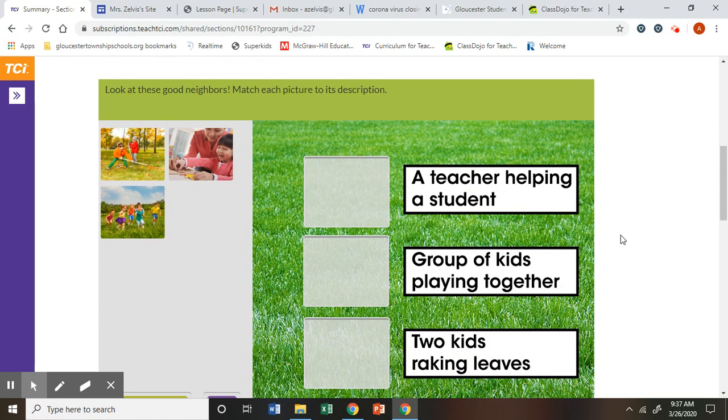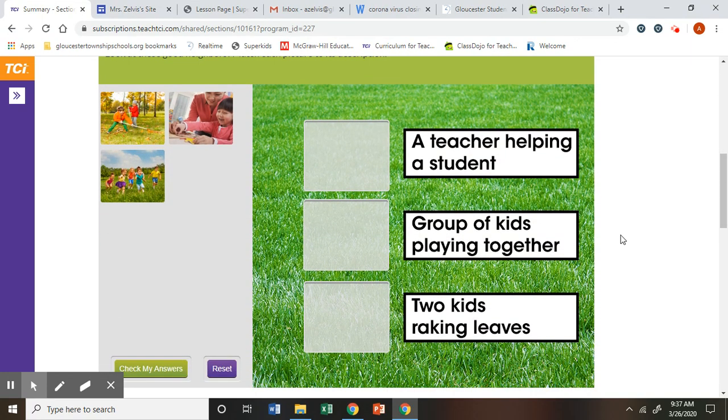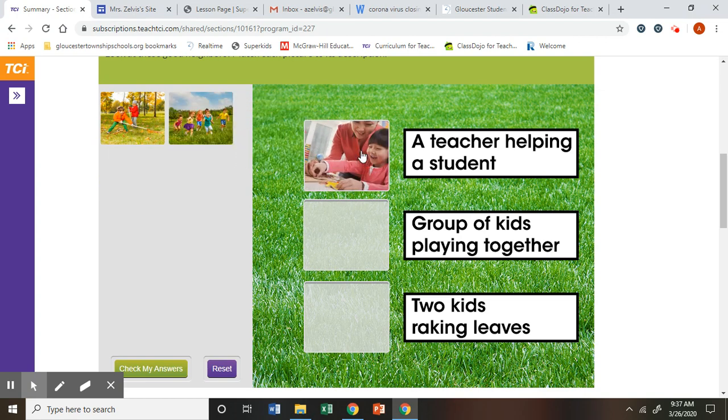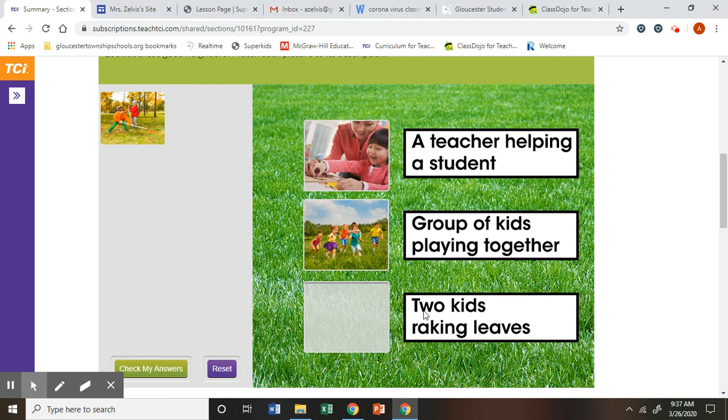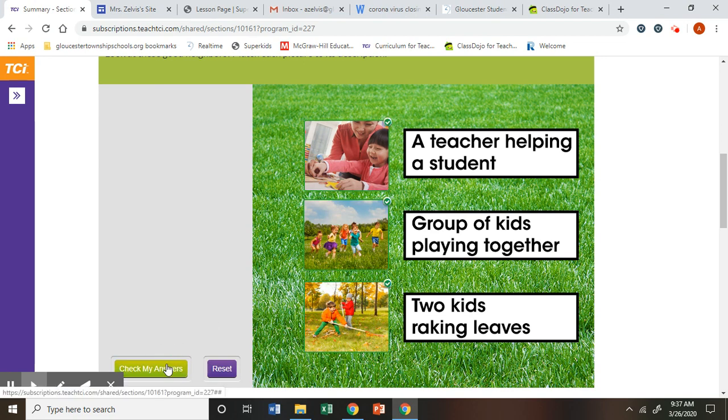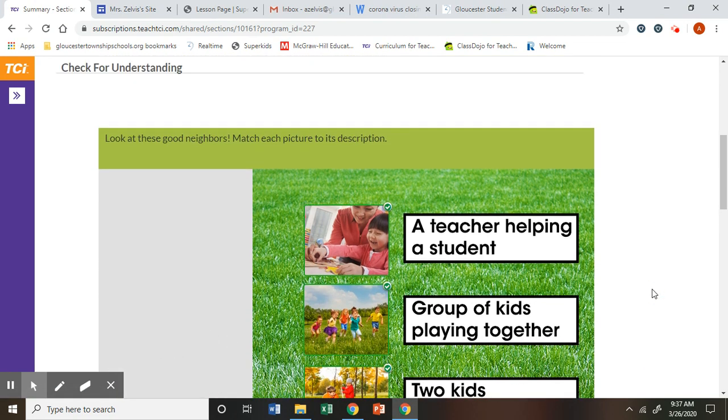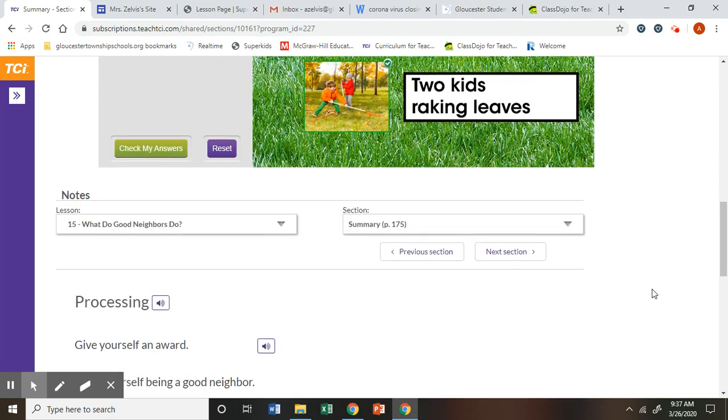Look at these good neighbors. Match each picture to its description. A teacher helping a student. See if you can find the picture that matches. Group of kids playing together. Two kids raking leaves. And let's check. Good. And they're all ways that you can be good neighbors.